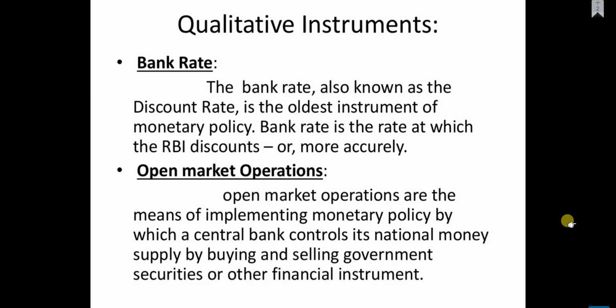Quantitative instruments: bank rate. The bank rate, also known as the discount rate, is the oldest instrument of monetary policy. Bank rate is the rate at which the RBI discounts bills. Open market operations are the means of implementing monetary policy by which a central bank controls its national money supply by buying and selling government securities or other financial instruments.